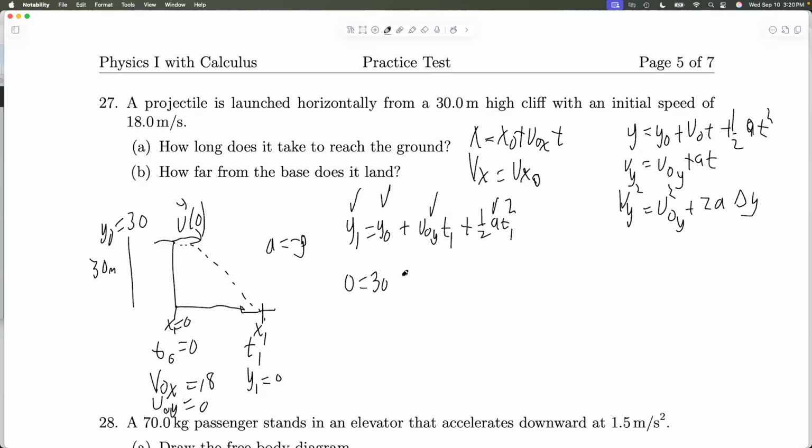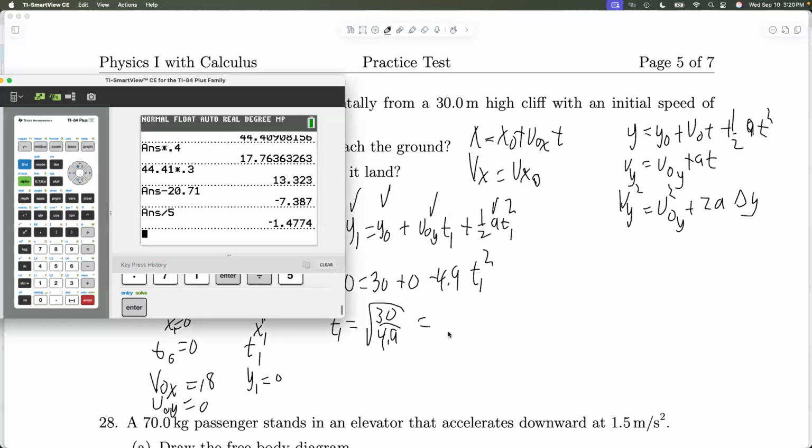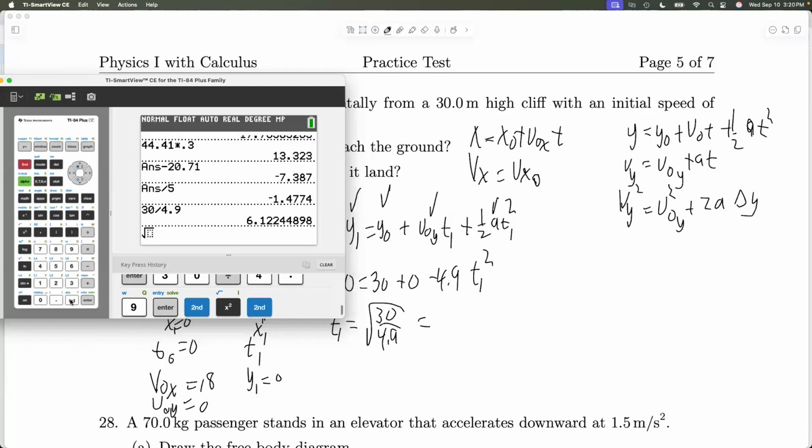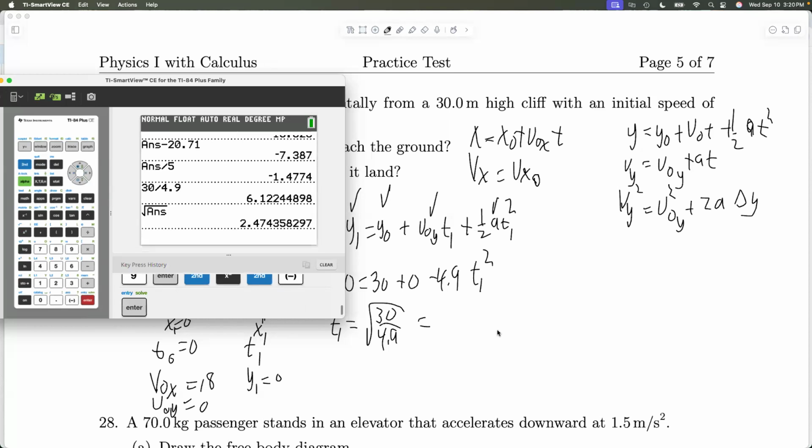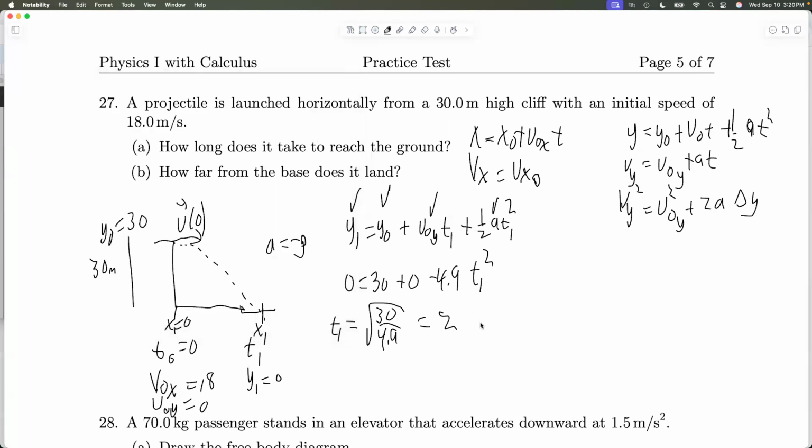Okay. V naught was 0, so plus 0, minus 4.9, half of g, negative half of g, t1 squared. All right, so I'm going to move the 30 over, divide by negative 4.9. I'll get t1 is the square root of 30 over 4.9. I should have done the square root there. Square root, second answer. 2.47. And that's in seconds.